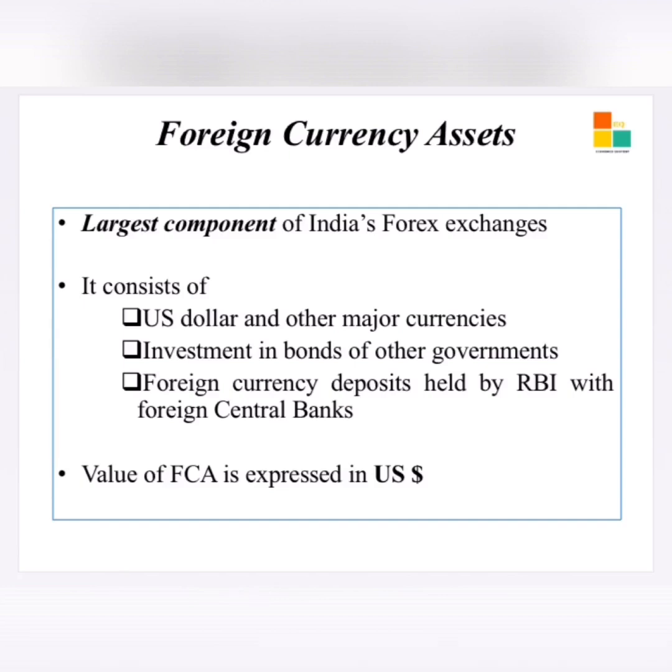Third one is foreign currency deposits held by RBI with the foreign central banks and other commercial banks. In simple terms, we can say foreign currency assets include foreign currencies, government securities and foreign currency deposits. Though assets are maintained in different currencies in different forms, their value is expressed in US dollar.